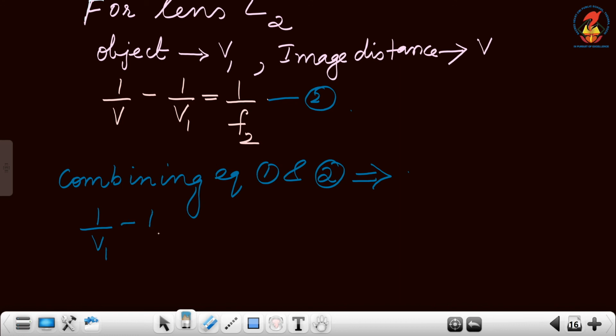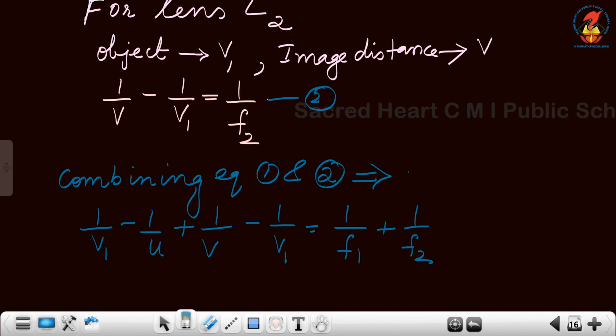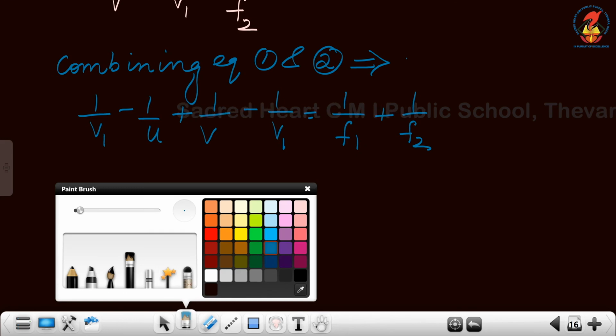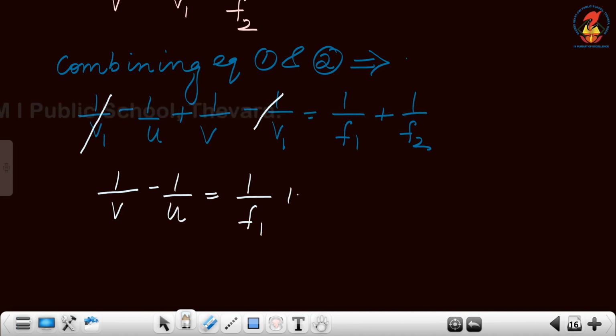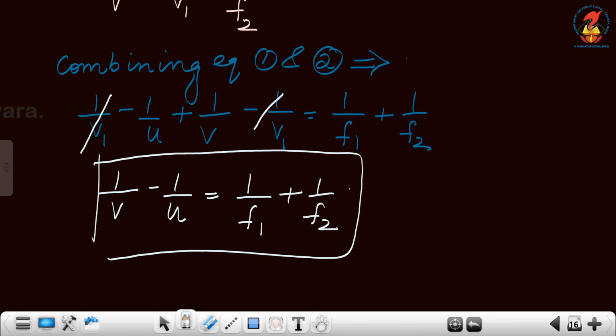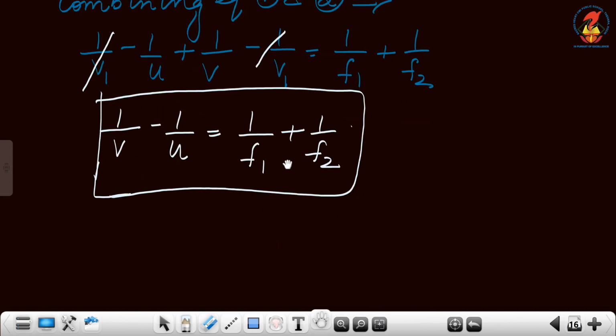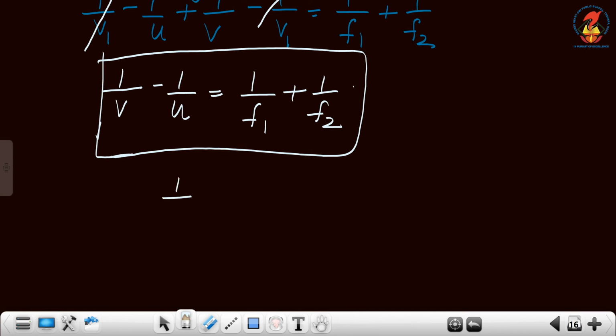So combining equation 1 and 2 we get 1 by V1 minus 1 by U plus 1 by V minus 1 by V1 is equal to 1 by F1 plus 1 by F2, or we can write 1 by V minus 1 by U is equal to 1 by F1 plus 1 by F2. Now what is 1 by V minus 1 by U? It is the focal length of the given lens, isn't it? So we can write at the end 1 by F is equal to 1 by F1 plus 1 by F2.